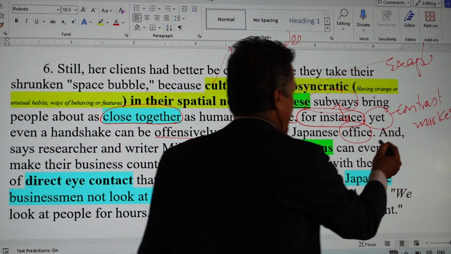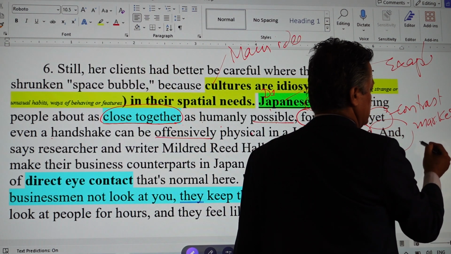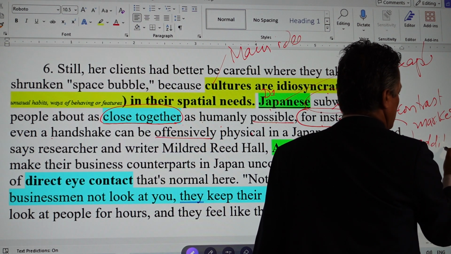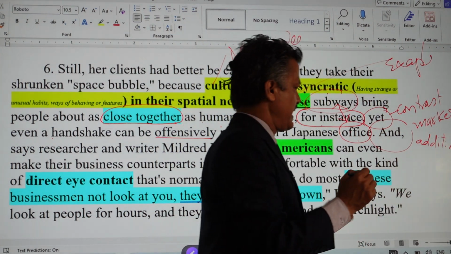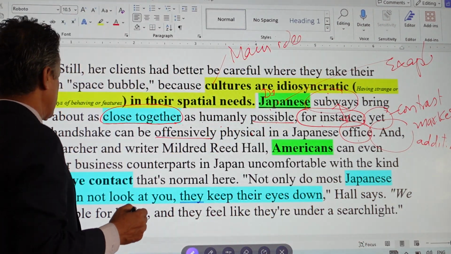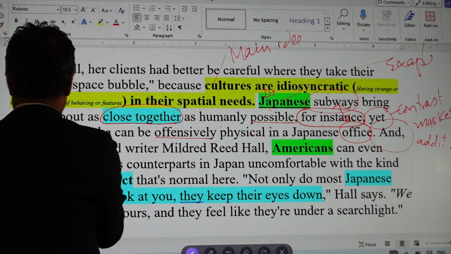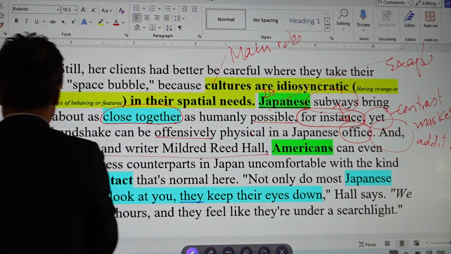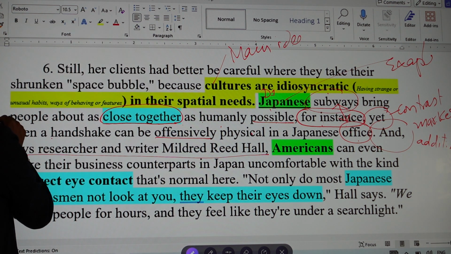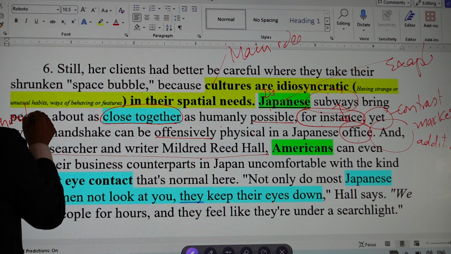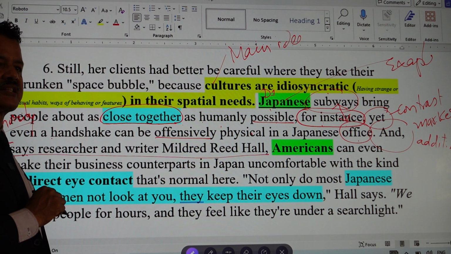And is another marker for addition. A word for addition. Adding to, and, says researcher and writer Mildred Reed Hall. Now this, I told you yesterday, is called, what do we call it? Authority.